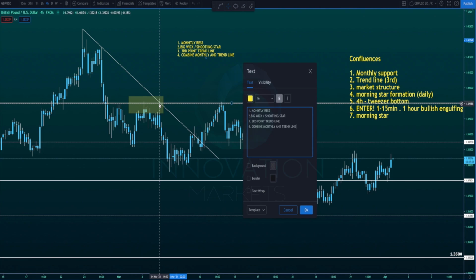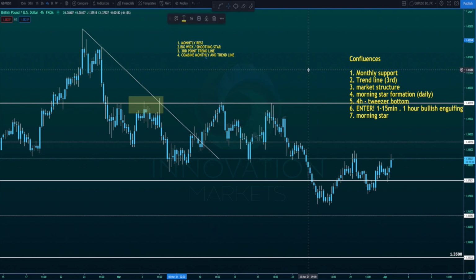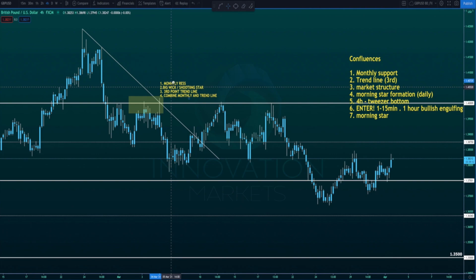Start looking for evening star, tweezer tops. Drop down to the 1 hour. Look for evening stars, tweezer tops, because this is a bearish market, and start looking at where you can enter the market. So there you can see there's more than 4 reasons just on the 4 hour and daily time frame why you would want to sell here.